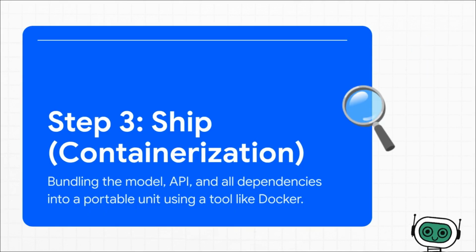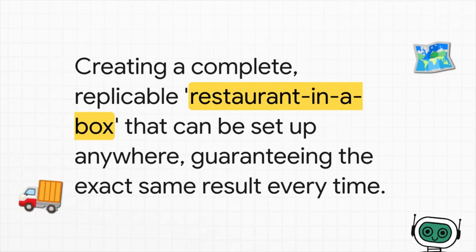Finally, we have to ship the entire system. The engineering practice for this is called containerization, and a common tool for it is Docker. This step bundles everything, the model, the API, and all its dependencies into one standardized unit. This is the real game changer. It's like creating a complete restaurant in a box. This box has everything: the recipe card, the order counter, and all the special equipment needed. The beauty is you can ship this box anywhere in the world, and it will set up the exact same restaurant, serving the exact same dish. This is how you get consistency and scale.